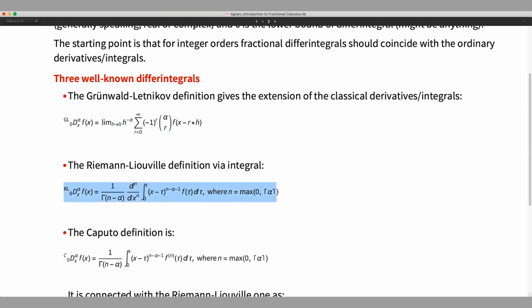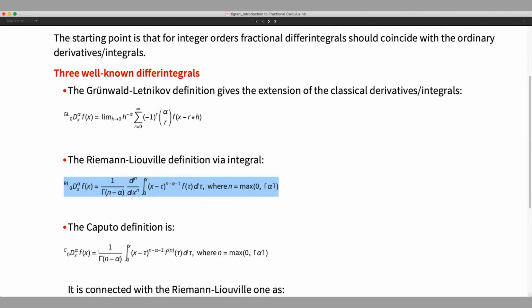This one, the Riemann-Liouville derivative integral, is a very powerful thing. The theory is rather well developed about that. However, from a practical point of view, it's not very usable. For practical problems, real world problems, we are using the third derivative integral that is called Caputo derivative integral.